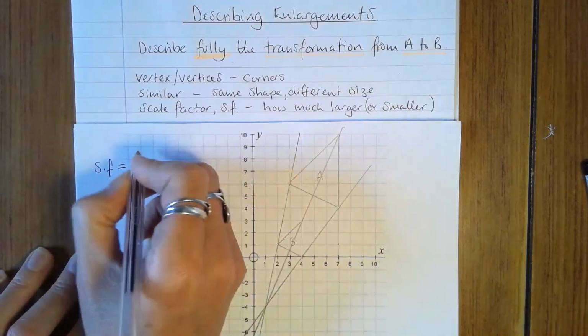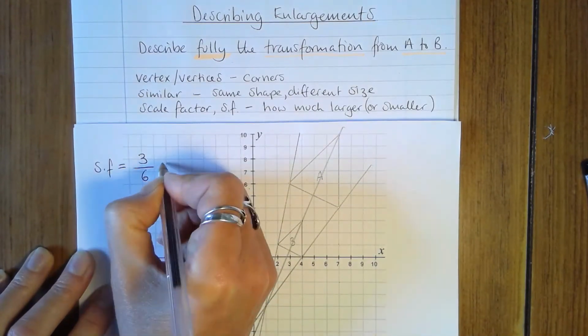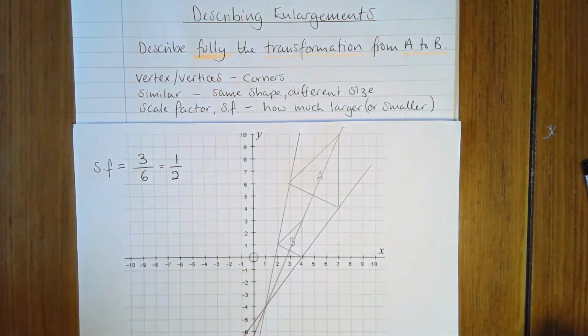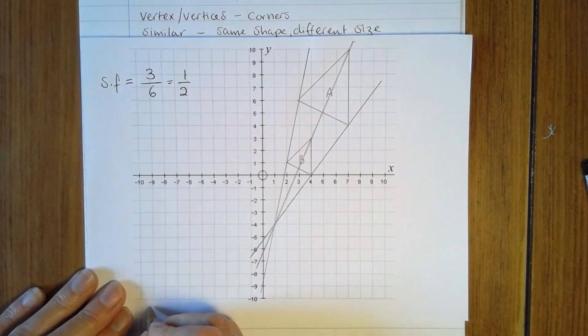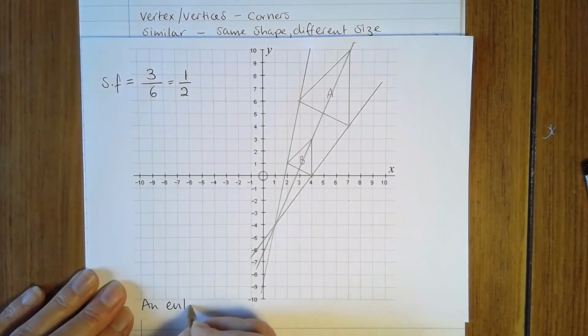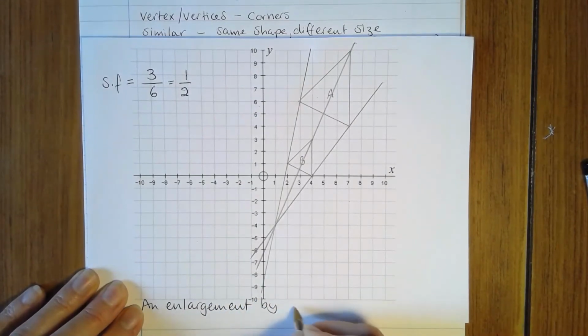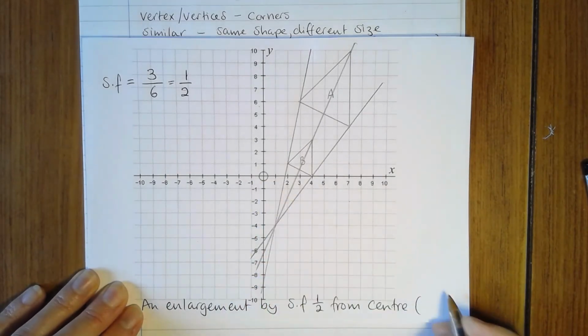So 3 divided by 6 means that the scale factor, when I cancel that down, is 1/2 or 0.5, but 1/2 is nicer to write. And so that means that the full description of this enlargement is an enlargement by scale factor 1/2 from centre 1, -4.